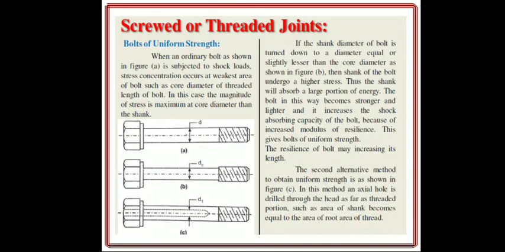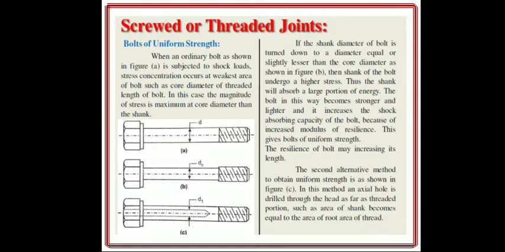Now the most important concept is bolts of uniform strength. Here we will see an ordinary bolt as shown in figure A. Three diagrams are given, A, B, C, where A is called the ordinary bolt. When it is subjected to shock loads, stress concentration occurs at the weakest area of the bolt, such as the core diameter of the threaded length of the bolt. So in this case the magnitude of stress is maximum at the core diameter rather than the shank.